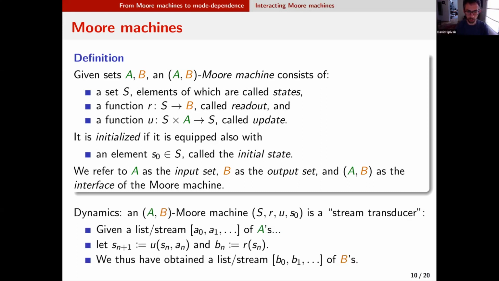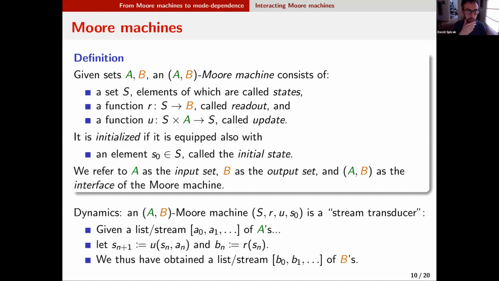So how does this give you a dynamical system? An AB Moore machine is a kind of what you could call a stream transducer. It just takes a stream of A's, the input alphabet, and gives you a stream of B's. So how does it work? Given a stream of A's, you let the n plus first state be the update of the nth state with the nth input, and let the nth output be the readout. And you've just gotten a stream of B's.